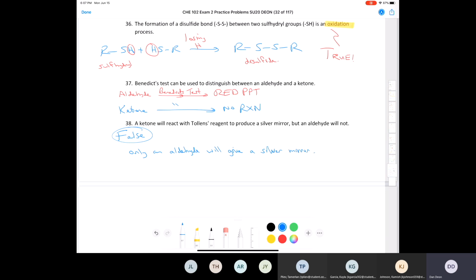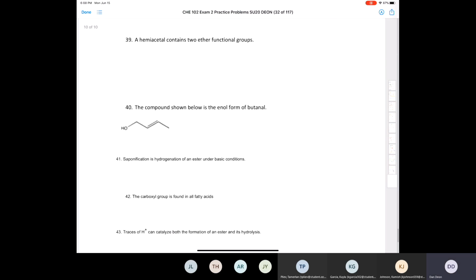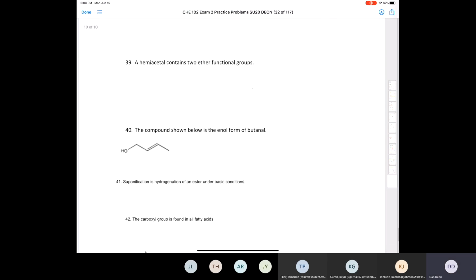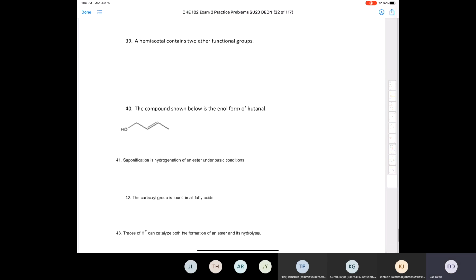And the last one, oh man, how many questions did I put on here? A hemiacetal contains 2 ether functional groups. Can anybody tell me if this is true or false? We looked at the hemiacetal a couple of times tonight. Yeah, this is false, okay?